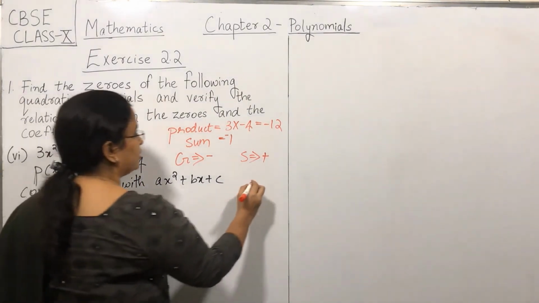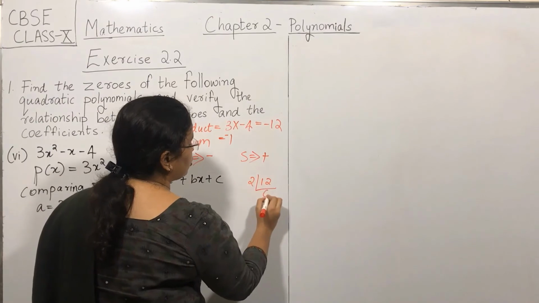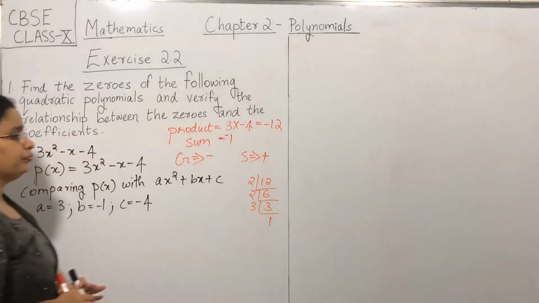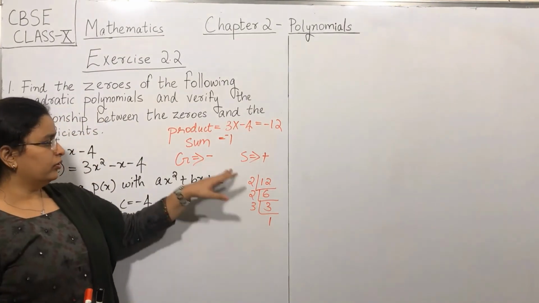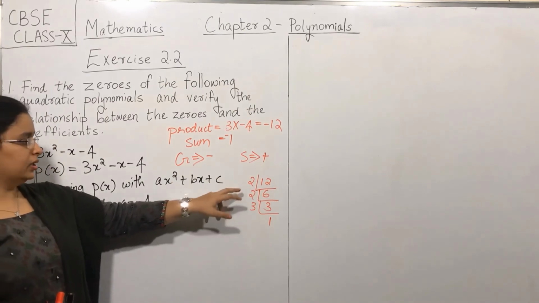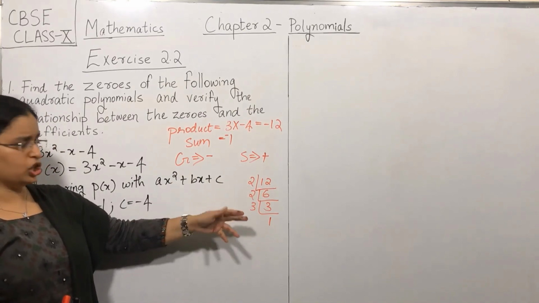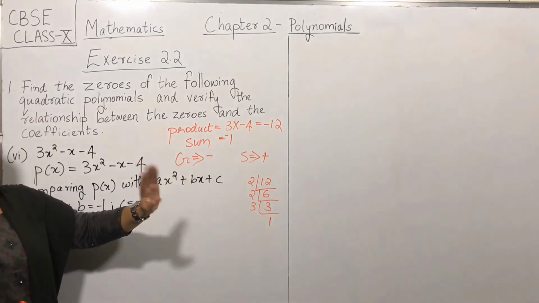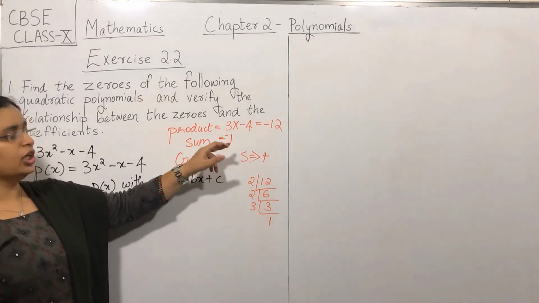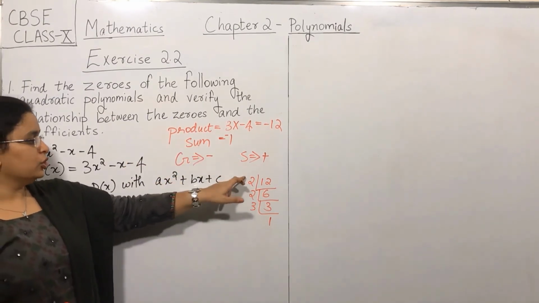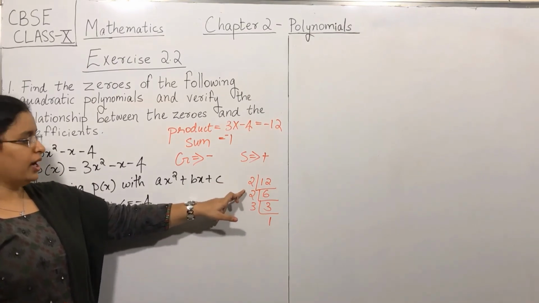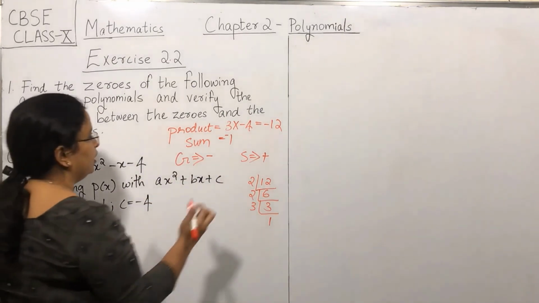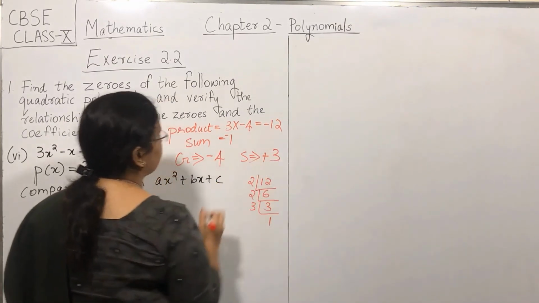So you can factorize 12: 2, 6, 2, 3, 3, 1. Here, what will be the greater number and the smaller number? Here 2 into 2, 4. We can take any combination. 2 into 3, 6, 6 and 2. Minus 6 into 2, minus 12, no problem. But minus 6 plus 2 is not equal to minus 1. We can take the other combination. 2 into 2, 4 and 3. Minus 4 into 3 equals minus 12. Minus 4 plus 3 equals minus 1. So here the greater number is minus 4 and the smaller number is plus 3.